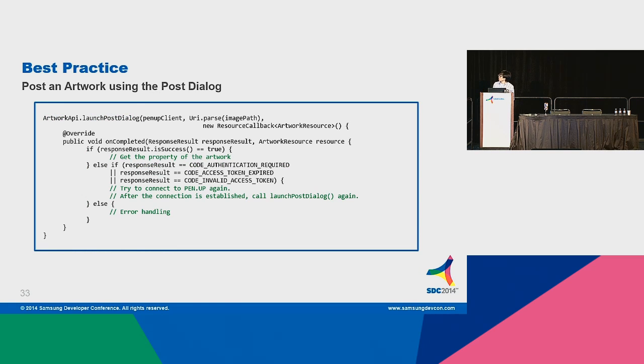And this is the best practice to post an artwork using the post dialog. You can just use the launch post dialog API of the artwork API class to post an artwork. After the artwork is posted, onCompleted is called, and you should check the response result like this. And in the PEN.UP SDK package, there are an API reference, a programming guide, and a sample application to show how to use the APIs of the PEN.UP SDK. So please refer to those documents and the sample application.